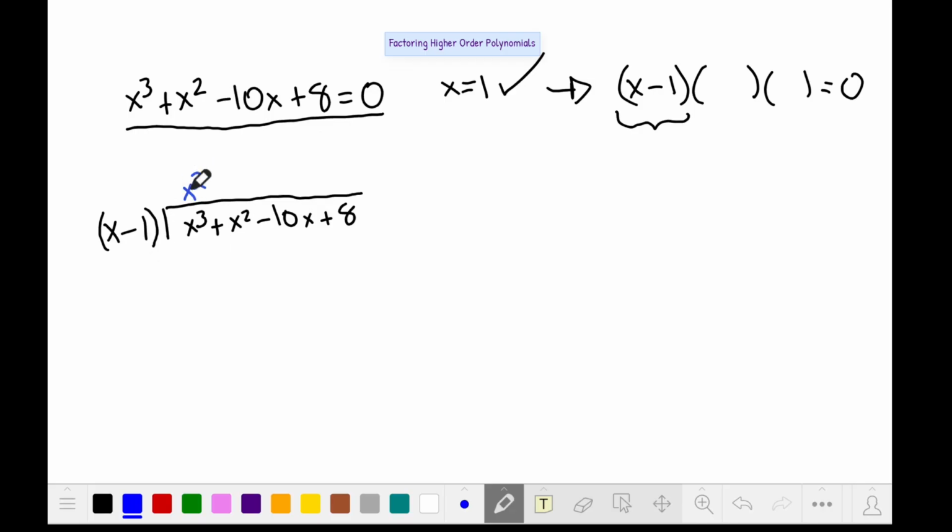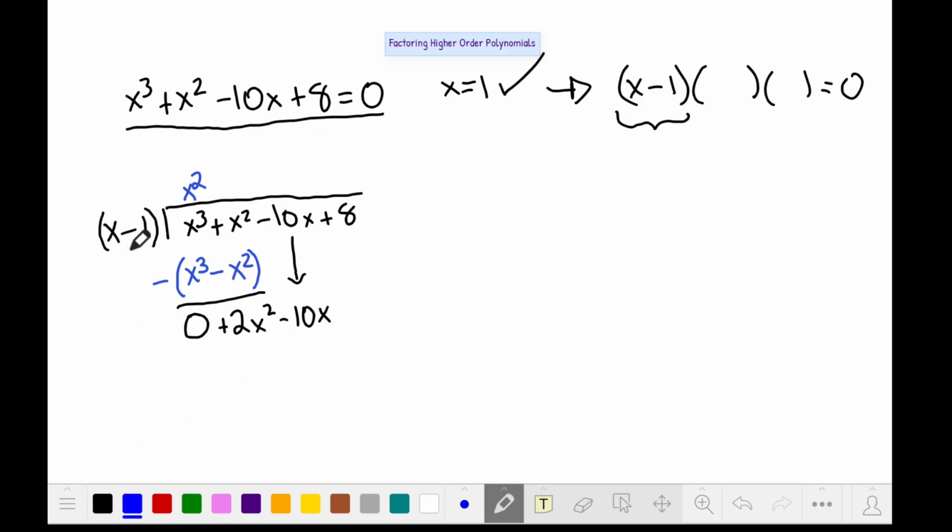I multiply the newest blue term by everything on the outside. X squared times x, well, that gives me x cubed. X squared times minus 1 gives me minus x squared. And then we throw down the brackets and we subtract. X cubed minus x cubed, well, that just gives me 0. X squared minus x squared, well, the minus turns it into a plus, so it's actually x squared plus x squared, which gives me a total of 2x squared. Then I drop down the next term so that I can work on it next.